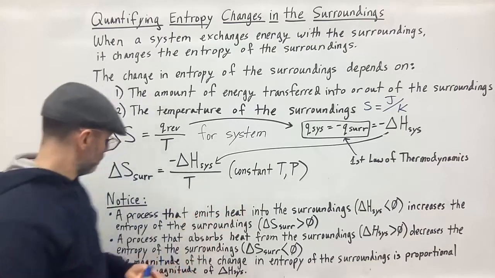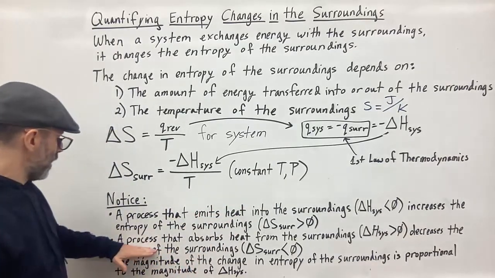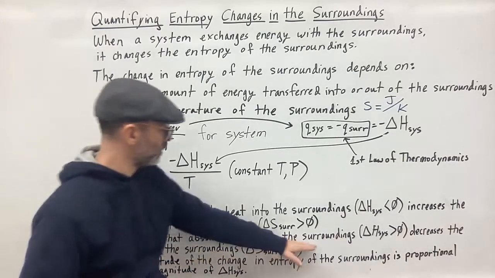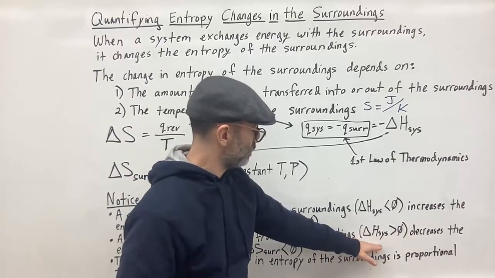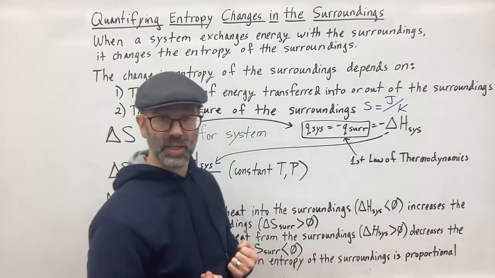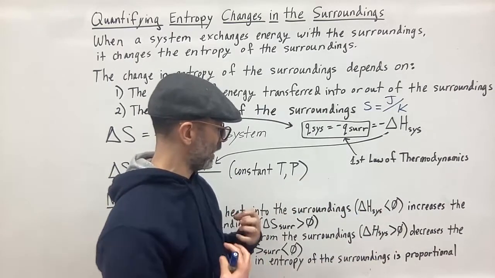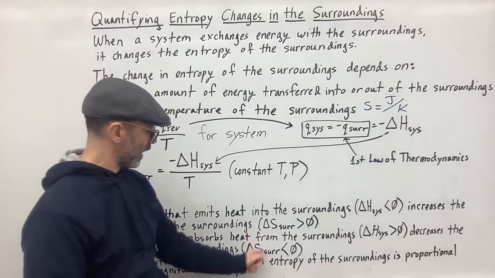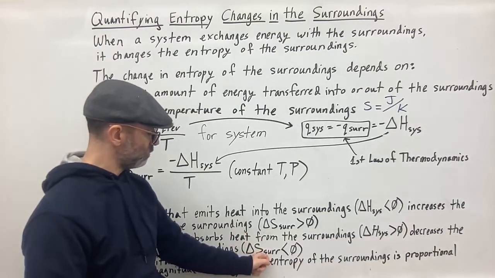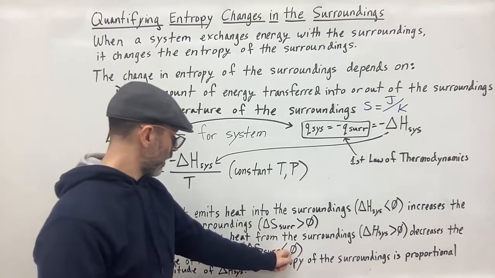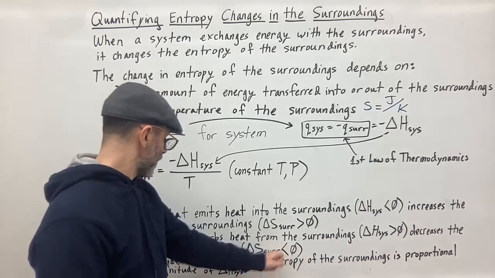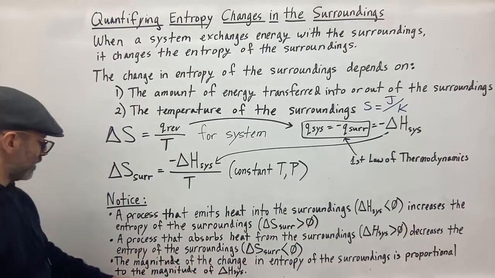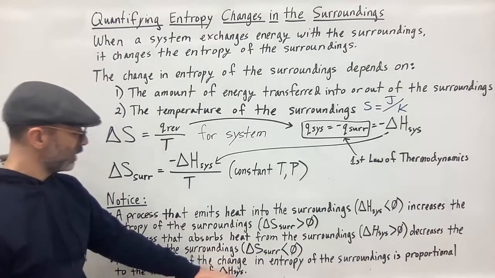Then we have the opposite: an endothermic process absorbs heat from the surroundings. That means that delta H of the system is greater than zero. It's absorbing heat from the surroundings, so it's gaining heat. That's going to decrease the entropy of the surroundings, so the delta S of the surroundings is going to be less than zero.